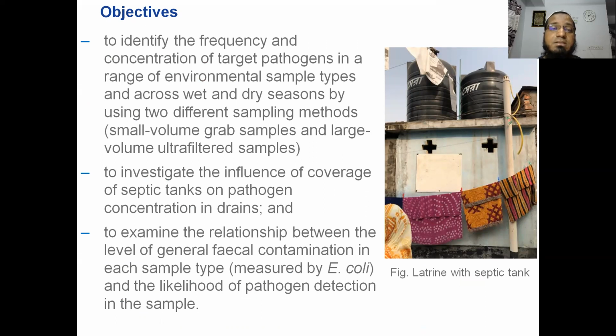To explore some of these questions, we identified the frequency and concentration of target pathogens in a range of environmental sample types across different seasons and different volumes of samples. We also explored the influence of latrine coverage and septic tank coverage on pathogen concentration in drain and surface water. We also explored the relationship between the level of general fecal contamination in each sample type and the likelihood of pathogen detection in the collected samples.